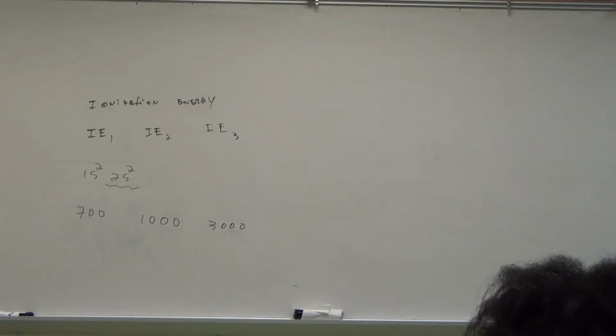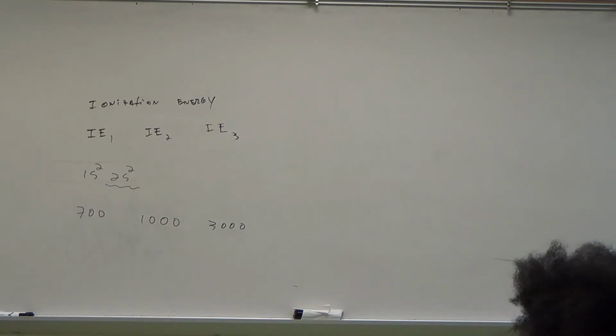Twice. It doubles. 786 to 1,500, it doubles. 1,500 to 3,000, it doubles. It's so far doubling. And then 3,000 to 4,356. And then it goes to 16,000. That's when it gets into the inner core. Would you consider that a big gap? Yeah. How many valence electrons does that element have? It has 4 valence electrons.